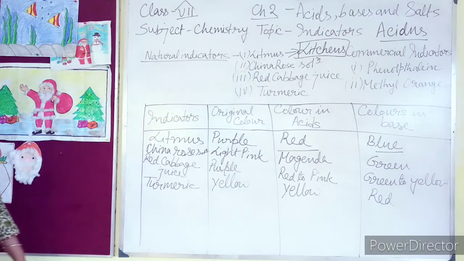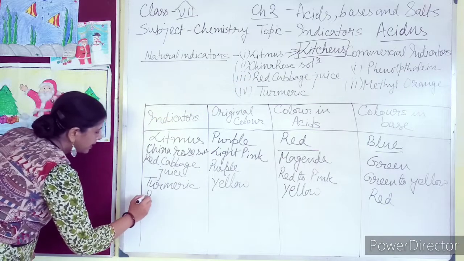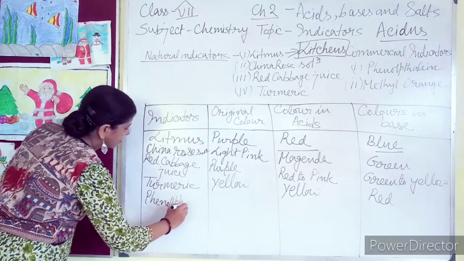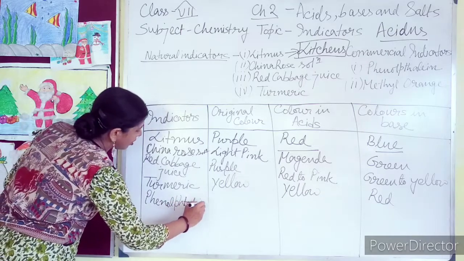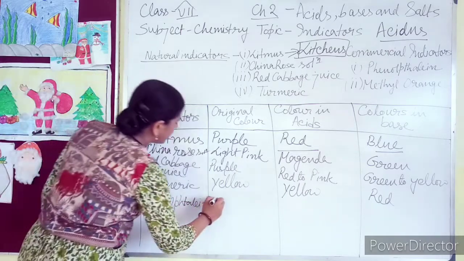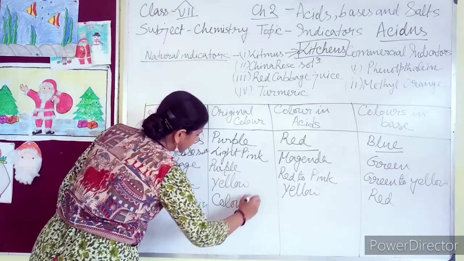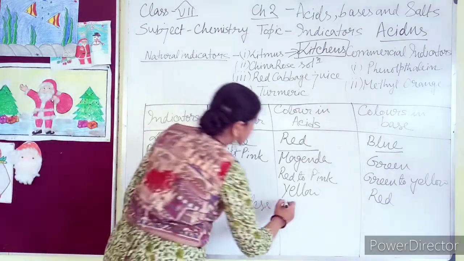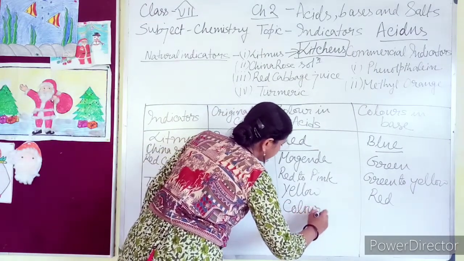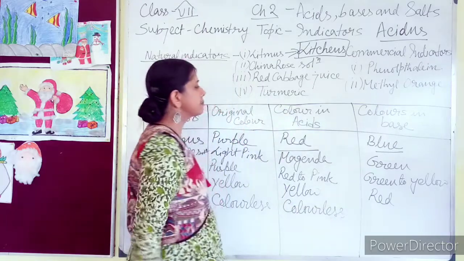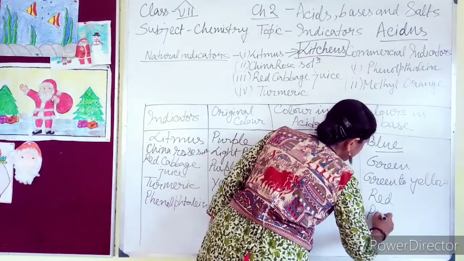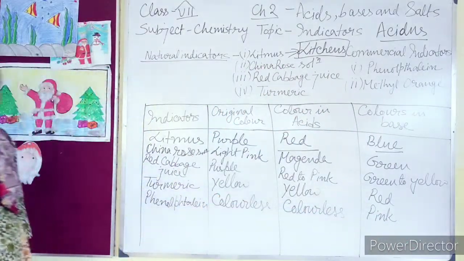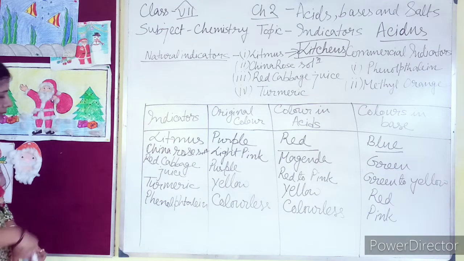Now phenolphthalein and methyl orange. Phenolphthalein original color is colorless, just like water. In acid the color is colorless. In base it becomes pink. Phenolphthalein becomes pink in base. Now last one is methyl orange.